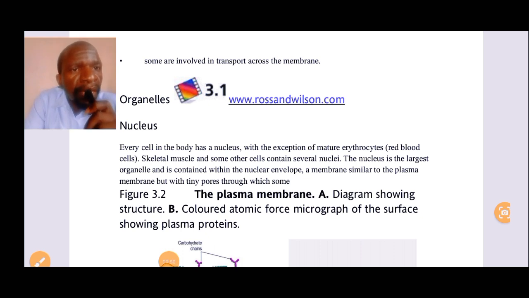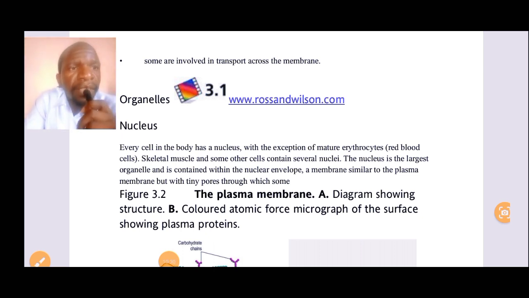Mature red blood cells don't contain a nucleus, because if they did, they would continue dividing and multiplying at an abnormal rate. During blood development, the red blood cells lose their nucleus as they become mature, for a special reason: if they continued to have a nucleus, they would continue to divide. Skeletal muscle and some other cells contain several nuclei.